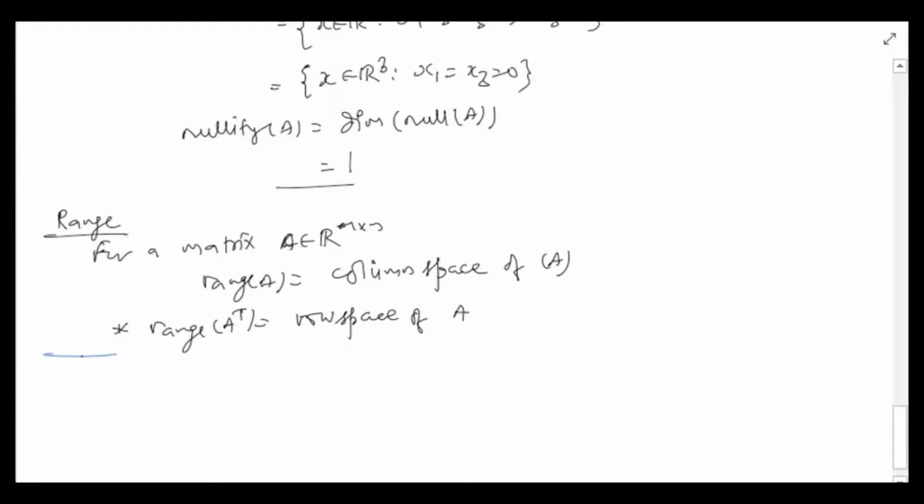Now we will see a fundamental result in linear algebra. In fact, it's also known as the fundamental theorem of linear algebra. It relates dimension of range of a matrix, its nullity and number of columns in A. So we will see what we call the fundamental theorem of linear algebra.